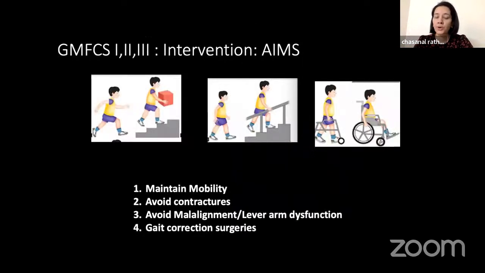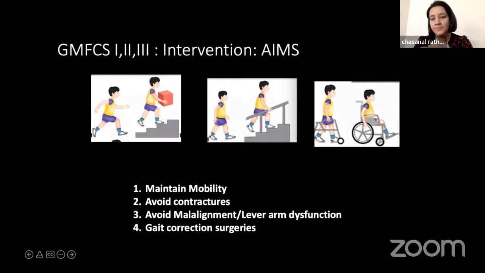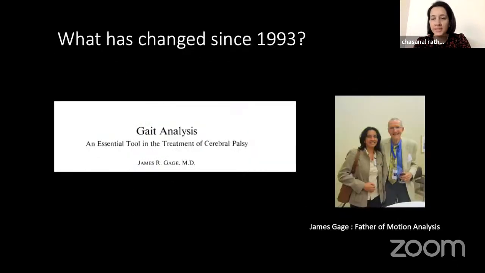It is also important because we divide the treatment into ambulatory children and non-ambulatory children. Our aims are totally different. For ambulatory children, we have special aims for why we would want to operate, and the most important is to correct their gait. Gait correction surgery is one of the aims for treating an ambulatory child with CP, and that's why it's important to know gait analysis.